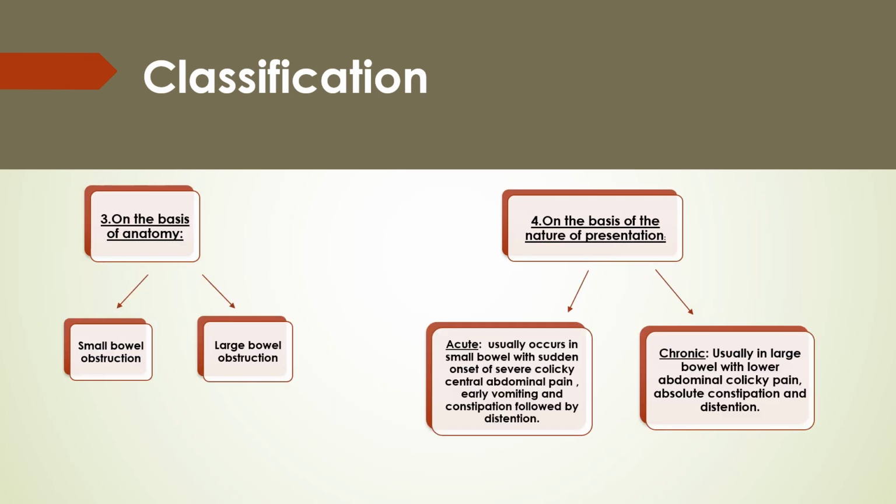Thirdly, we can classify it on the basis of anatomy, so it can either be a small or a large bowel obstruction. And fourthly, we can classify it on the basis of nature of presentation, so it can either be acute or chronic. In acute cases, small bowel is usually involved and it is associated with sudden onset of severe colicky central abdominal pain with early vomiting and constipation. This can also be followed by abdominal distension. The chronic condition generally involves the large bowel with lower abdominal pain and absolute constipation.